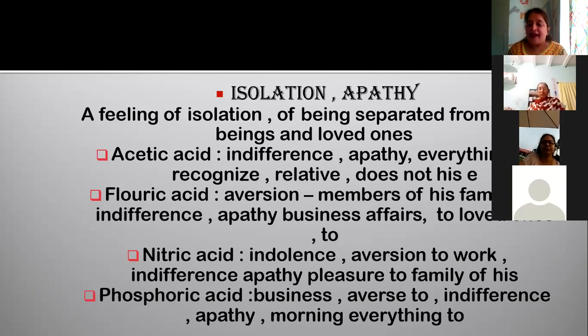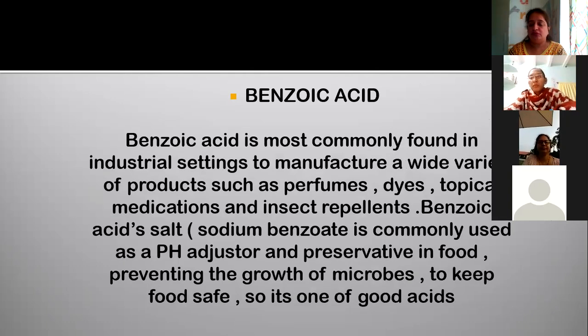Then nitric acid has indolence. They are lazy. Then aversion to work, indifference, apathy, to the family. Phosphoric acid is about business because it has phosphorus also included. So phosphorus is in business; averse to the business, indifference, apathy, mourning, everything too.